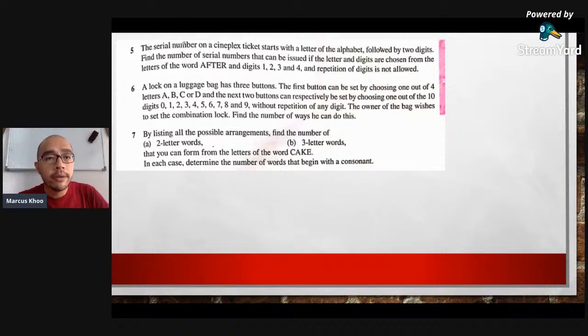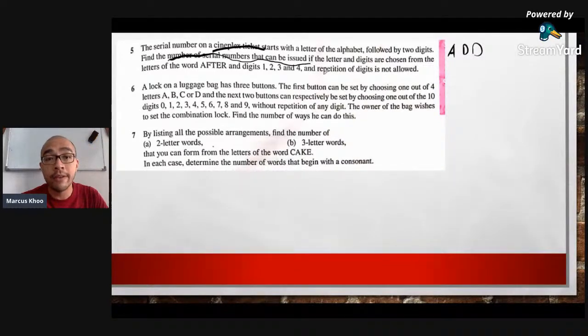The serial number on a Cineplex ticket starts with a letter of the alphabet followed by 2 digits. So there's an alphabet and then a digit and then a digit. Digit means number lah. So there's one alphabet and 2 numbers. Find the number of serial numbers that can be issued. This is the important thing. Find the number of arrangements of serial numbers that can be issued, if the letter and digits are chosen from the letters A, F, T, E, R and digits 1, 2, 3, and 4.